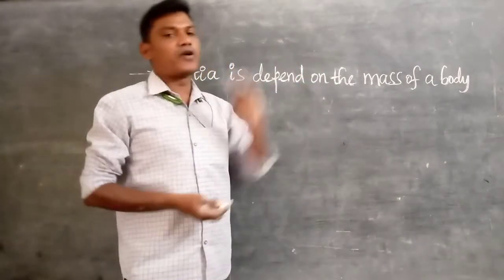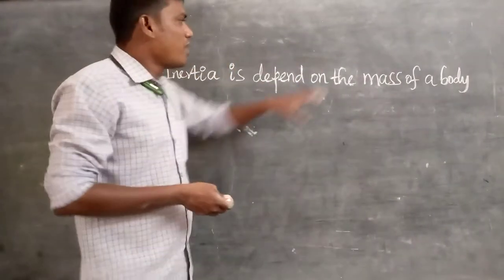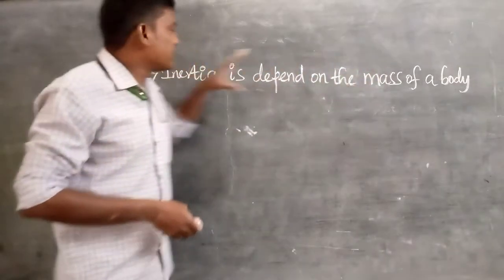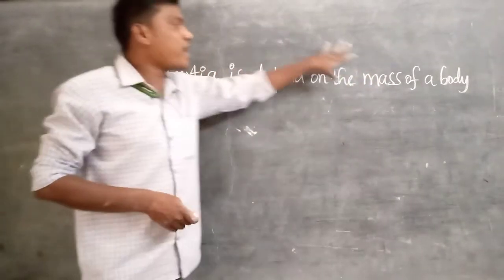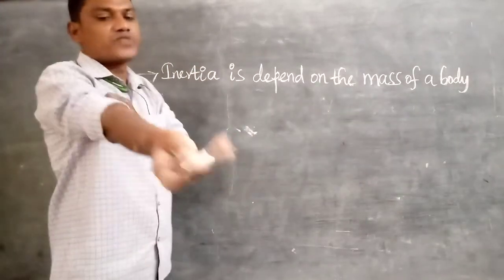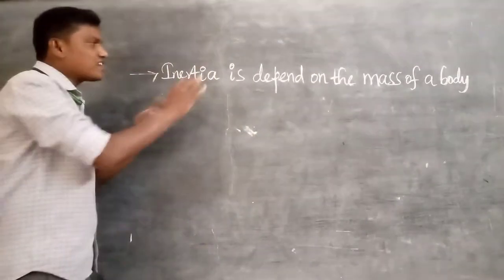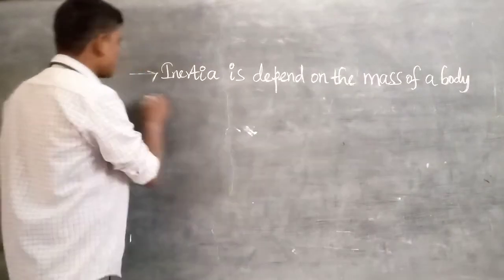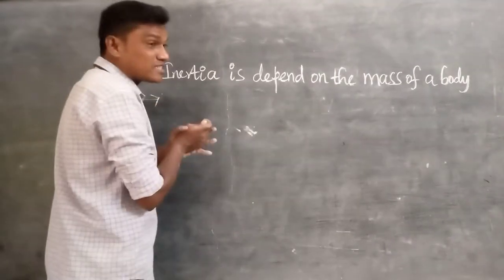Mass of a body is nothing but simply inertia. So if a body has more mass, inertia is also more. If a body has lesser mass, its inertia is also less. That is the meaning of that. So what is the relation between inertia and mass? That is what we discussed. And one more thing is important here.